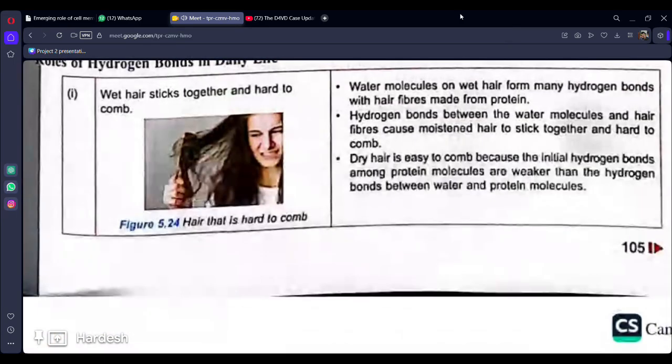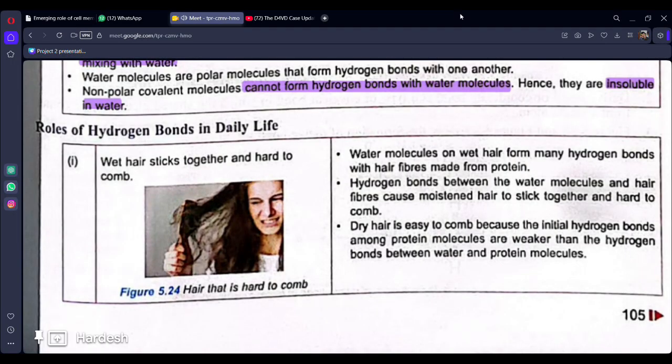Okay, roles of hydrogen bonds in daily life. When your hair is wet, water molecules may form hydrogen bonds with hair fiber. Why? Because your hair is keratin, and keratin is protein. This protein has hydrogen inside, which will attract the oxygen found in water. So there is hydrogen bonding there. Hydrogen bonds between water molecules and hair fibers cause moistened hair to stick together, hard to comb.